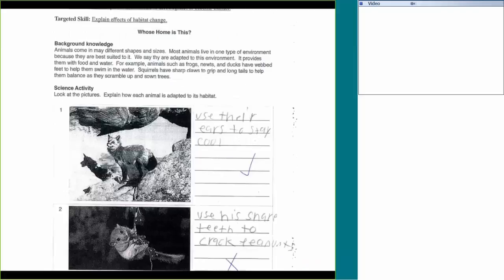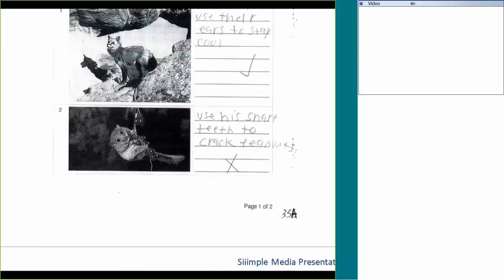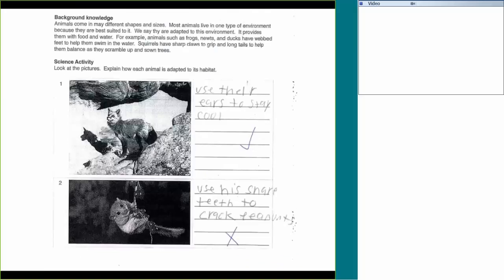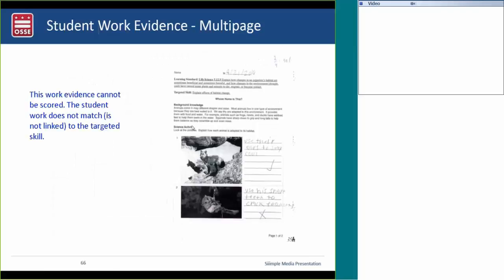Let's see here. I'm going to try and make this smaller again. Try to reduce it again. Okay, it's not linked. There's no linkage.